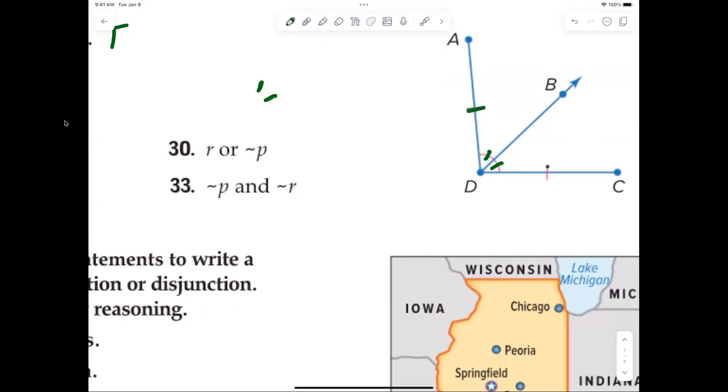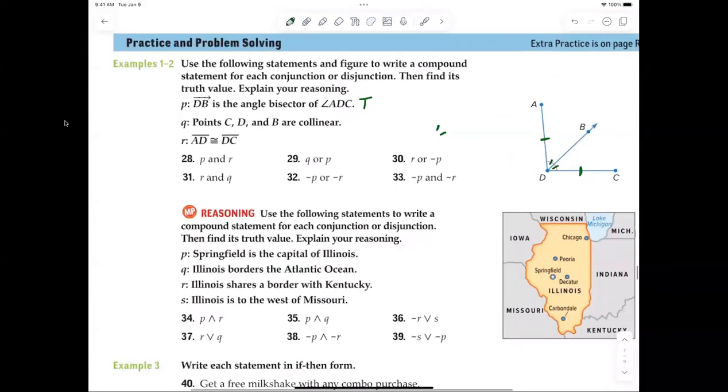This mark here means that those are equal, or congruent. So we said DB is the angle bisector. We say that's what now? True. Points C, D, B are collinear.